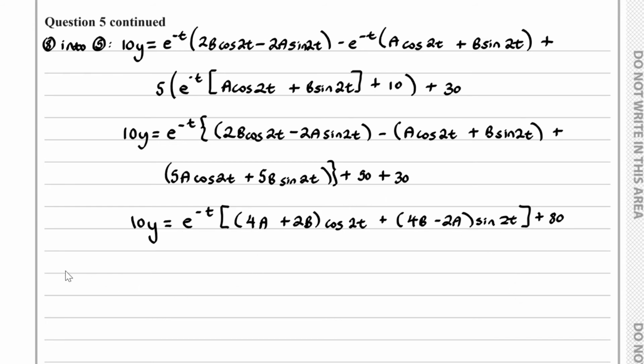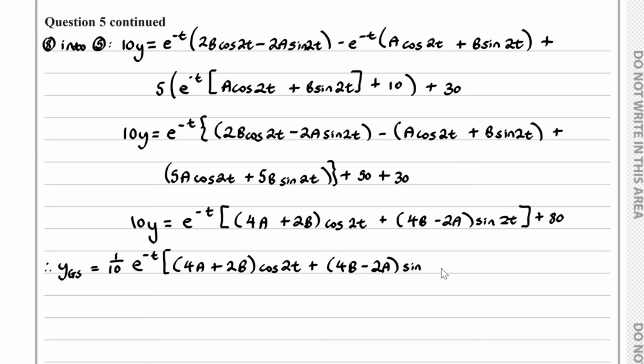And if we divide both sides by 10, the general solution for y, that will be 1/10 e to the minus t lots of 4a plus 2b cos 2t plus 4b minus 2a times by the sine of 2t. And then 80 divided by 10, that's just 8. So that's the general solution for y.